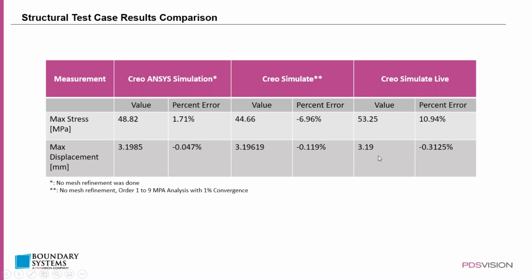So what we can take from this, all of these 3 simulation software are very good when it comes to calculating max displacement. The displacement calculations are going to be very accurate regardless of what you use. Additionally, max stress is going to be fairly accurate regardless of what you use. The worst is Creo Simulate Live, which makes sense because it runs the quickest. And the best happens to be Creo ANSYS Simulation.